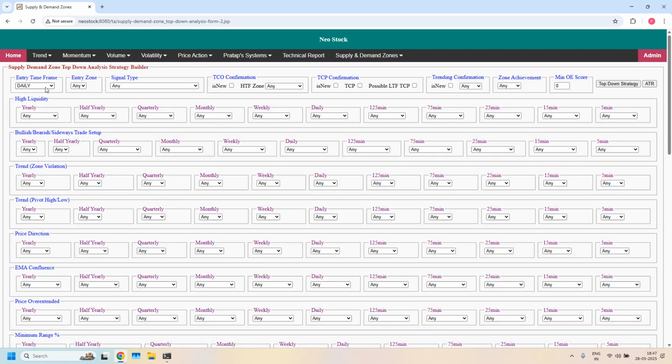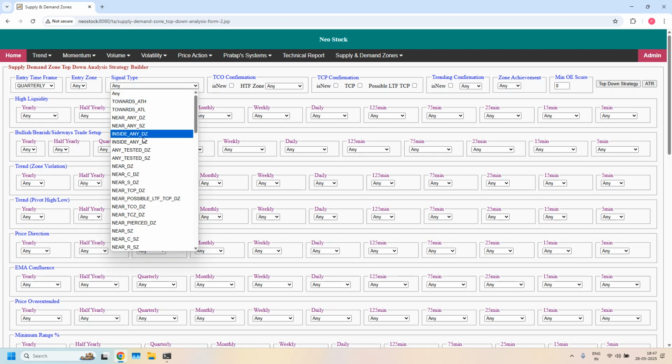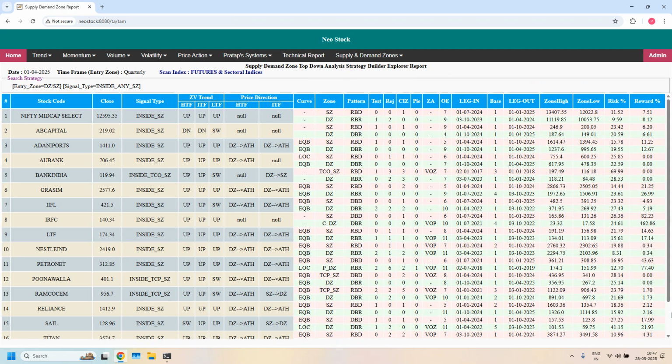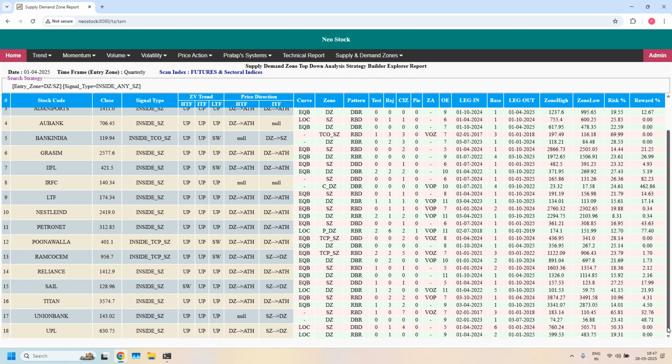Okay, next quarterly time frame, price closed inside the quarterly supply zone. First 15 stocks in the list. Scrolling the list down. Total 18 stocks are filtered. Out of these 18, how many supply zones are having EMA confluence? Let's verify.